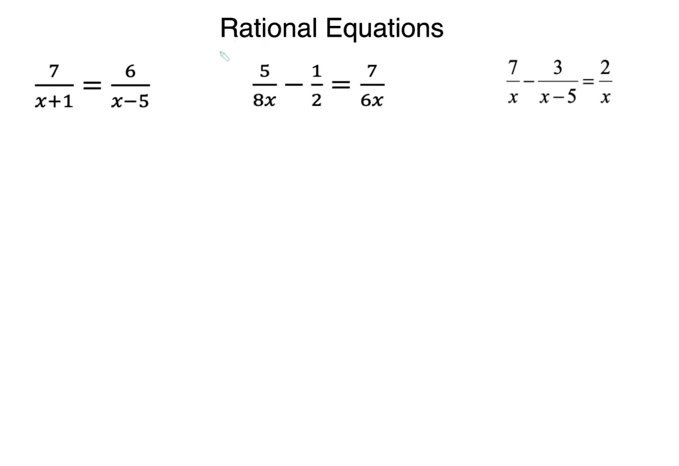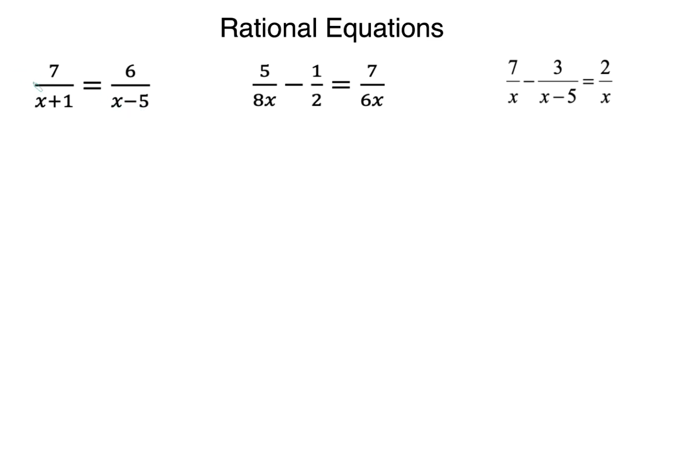Today, for the college students, we're going to be solving rational equations. So this is a continuation from what we did last week. Last week we did simplifying rational expressions and then we had complex fractions. So this is just an addition to those two concepts. So I have 7 over x plus 1 equals 6 over x minus 5.